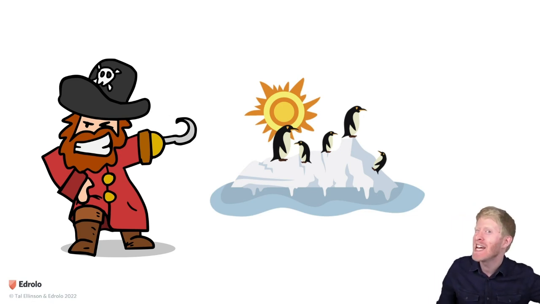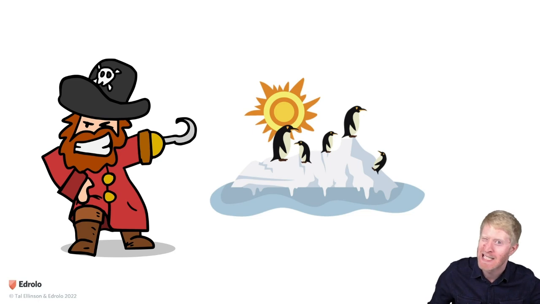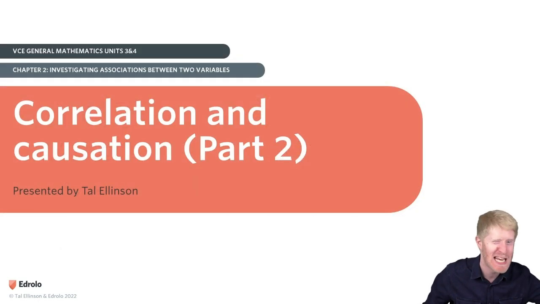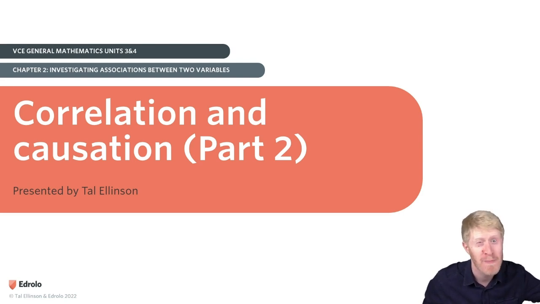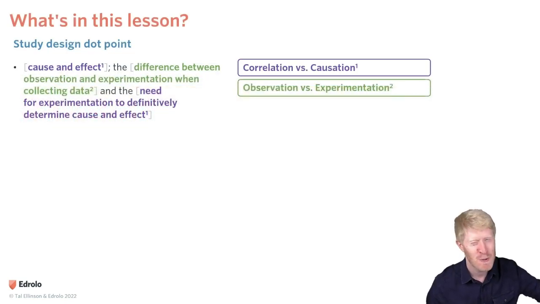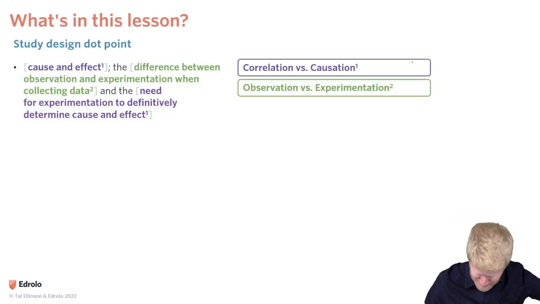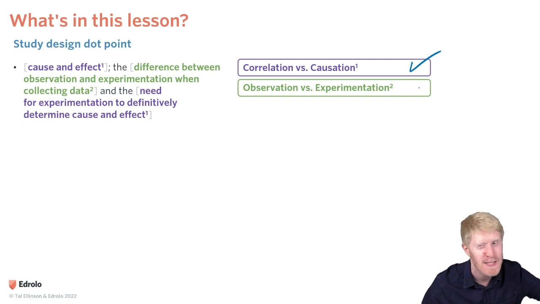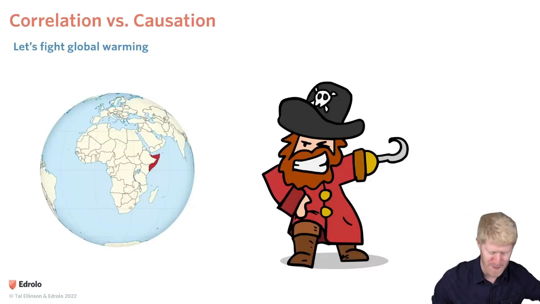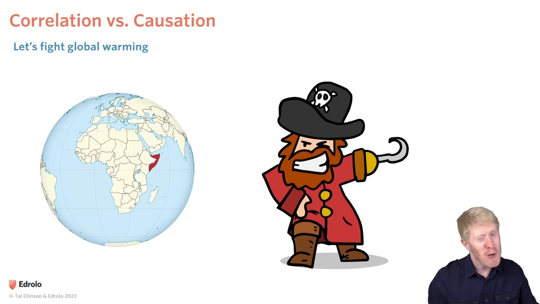Welcome, everybody, to today's lesson on correlation and causation. You think pirates aren't relevant? Pirates and global warming are inherently linked. Yeah, we got two main skills in today's class. Correlation versus causation, and observation versus experimentation.